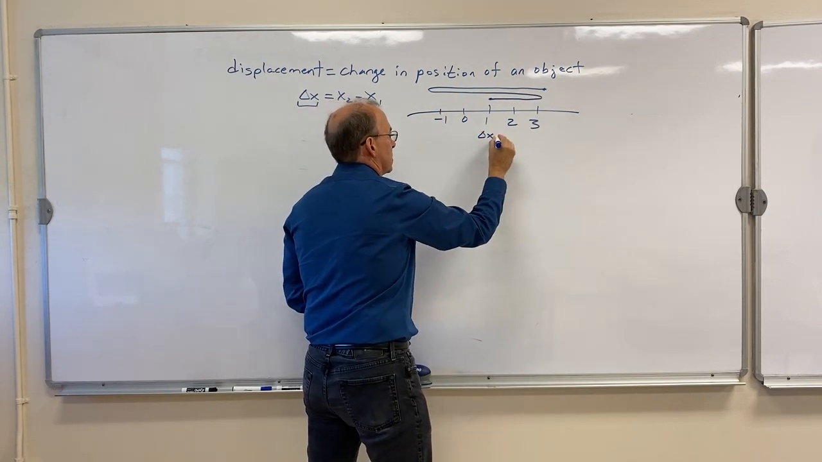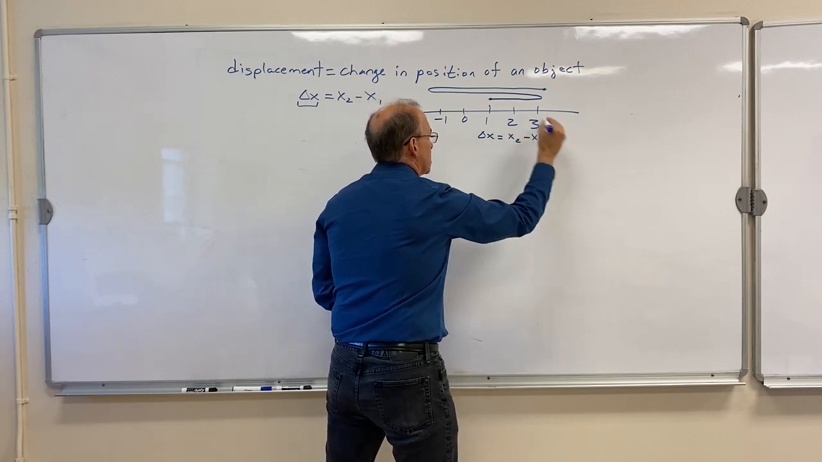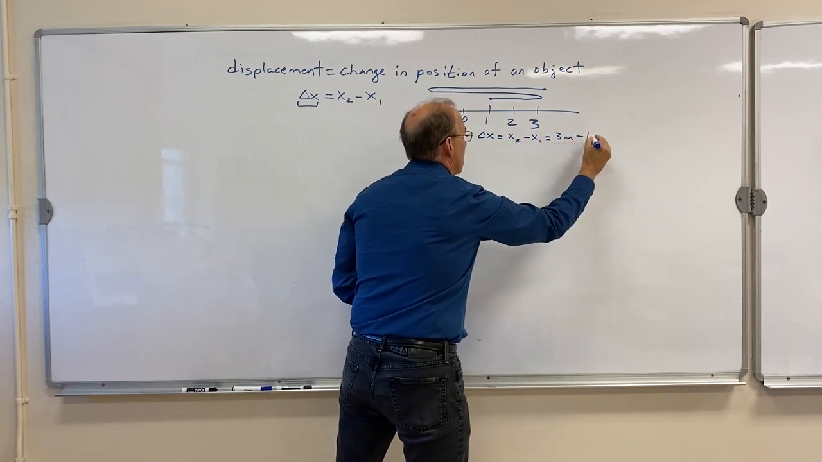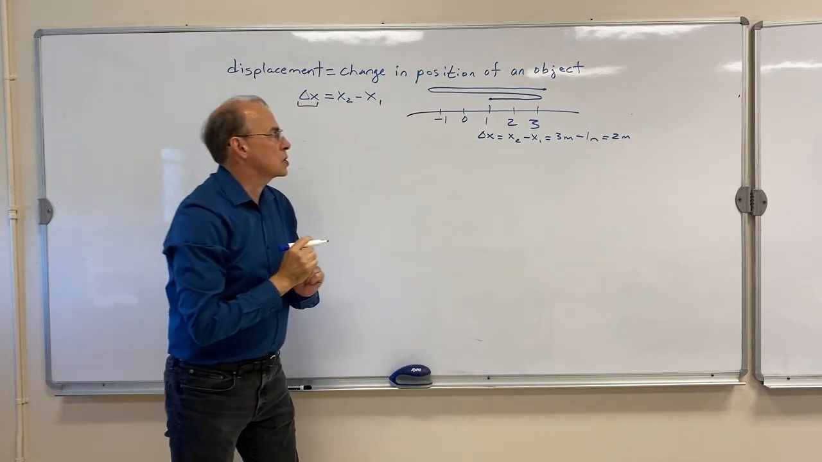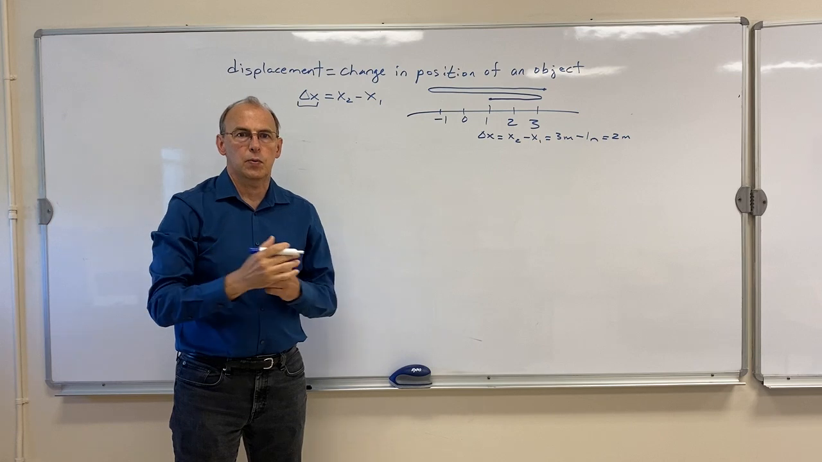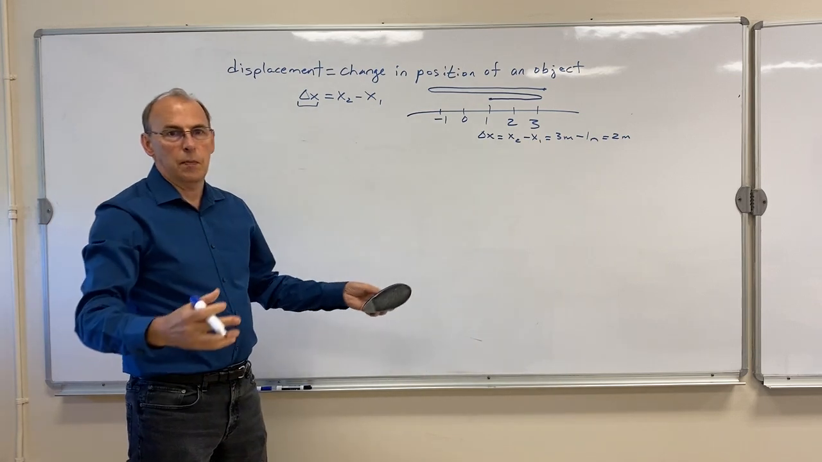My displacement is still delta x. It's just x2 minus x1. It's just 3 meters minus 1 meter is 2 meters. Because displacement just has to do with the final position minus the initial position, not the path in between.